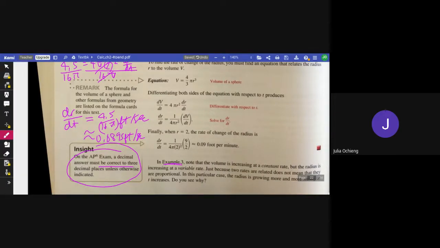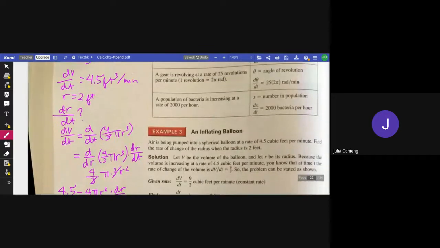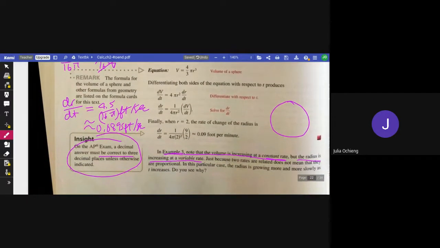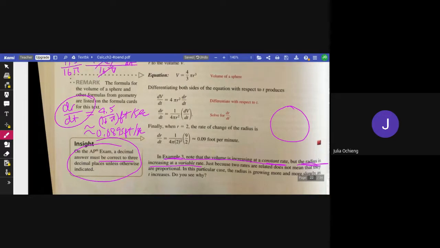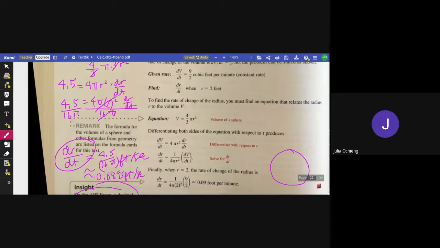All right, in example 3, note that the volume is increasing at a constant rate, but the radius is increasing at a variable rate. The air is going into the spherical balloon at a constant rate, so it's constantly increasing by 4.5 cubic feet. The air is going in at the same rate all the time. But the radius is increasing at a variable rate. So dr/dt changes according to what the radius is. As the radius changes, the rate dr/dt changes.